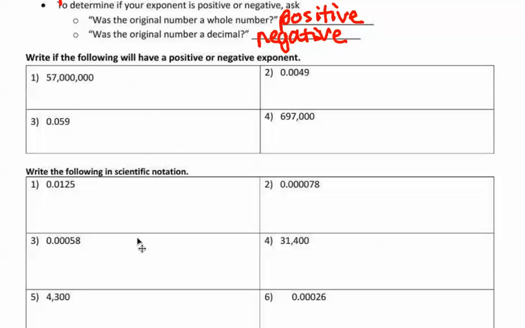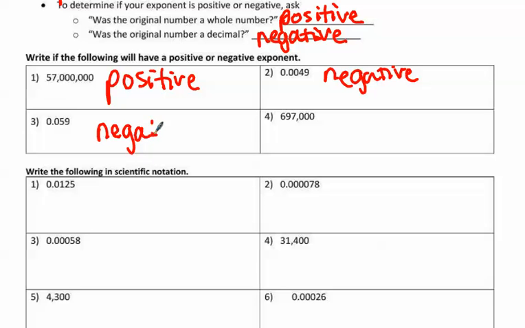Write if the following will have a positive or negative exponent. This is a whole number, so the exponent will be positive. This is a decimal. The exponent will be negative. This is a decimal, so the exponent will be negative. This is a whole number, so the exponent will be positive.